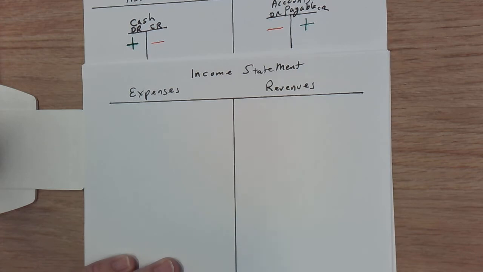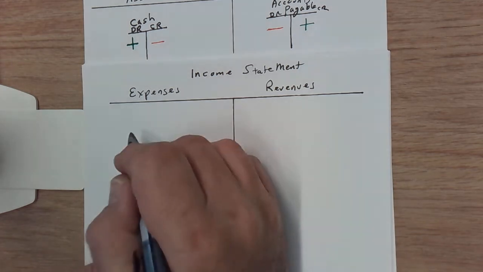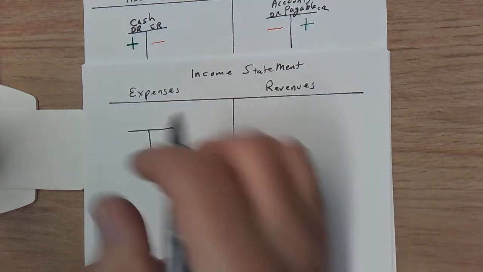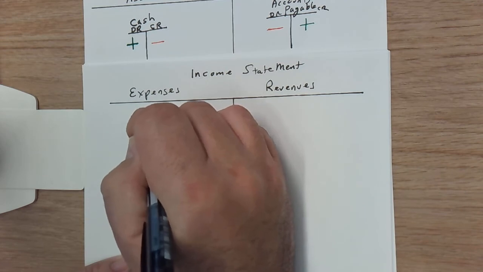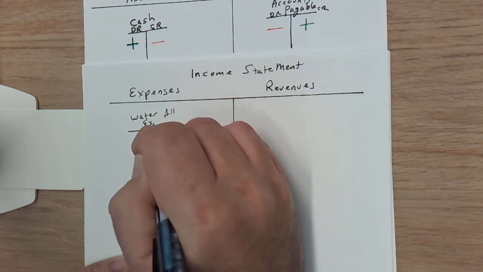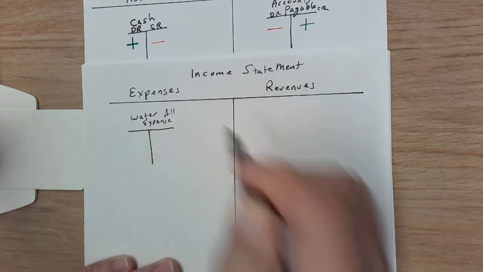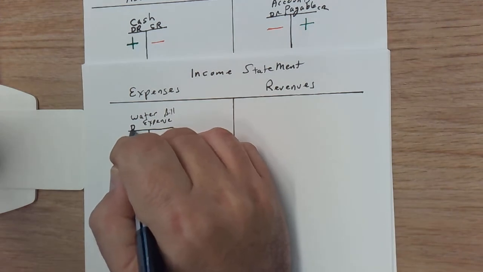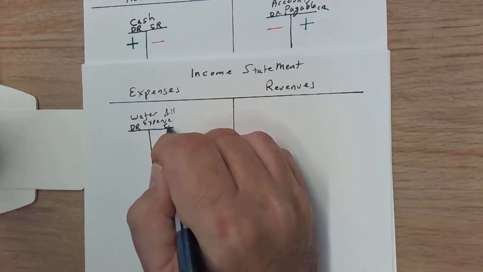So let's say you have an expense. Maybe it's the water bill. I'm going to show it as a T account. And I'm even going to put the name expense here. They don't always say expense, but oftentimes they do, which will indicate to you that it should be treated as an expense. And again, we have debits on the left and credits on the right.